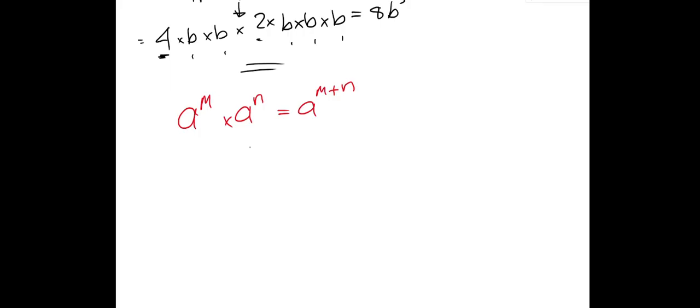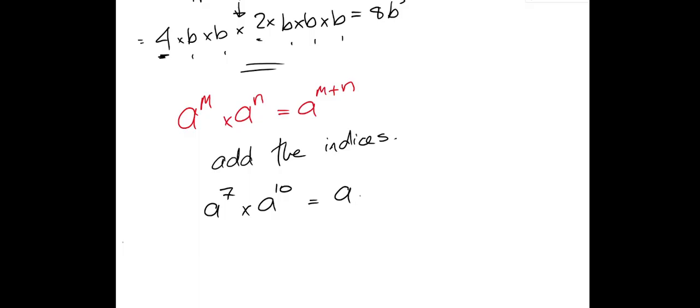So what it means is when we multiply them, we actually add the indices, the exponents. Okay, so a to the power of 7 times a to the power of 10 is not going to be a to the power of 70, it's going to be a to the power of 17. We add those together.